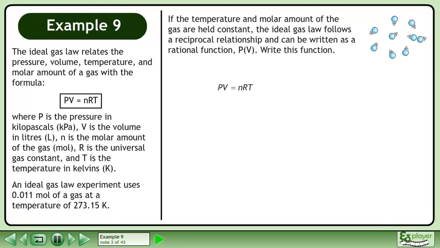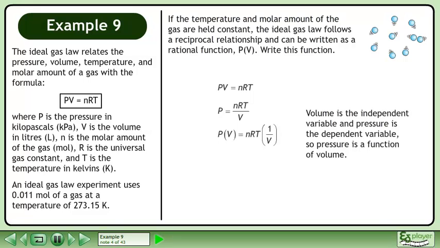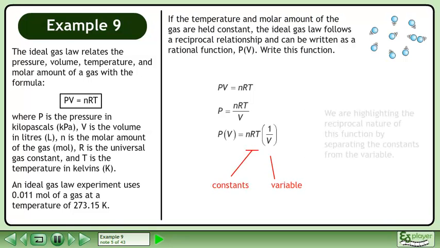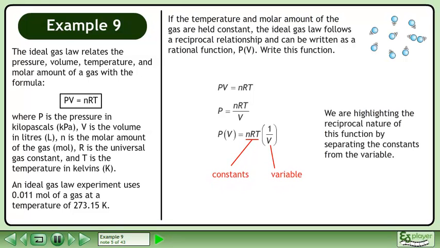Rewrite the ideal gas law, PV equals nRT. Divide both sides by the volume to isolate pressure. Volume is the independent variable and pressure is the dependent variable, so pressure is a function of volume. We can write this as P of V equals nRT times 1 over V. We are highlighting the reciprocal nature of this function by separating the constants from the variable.